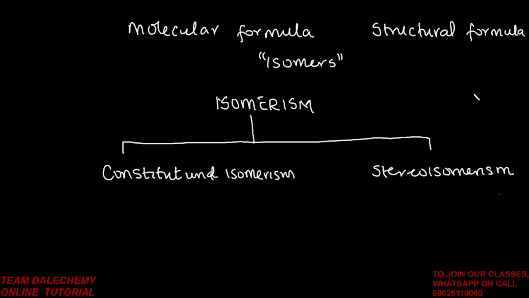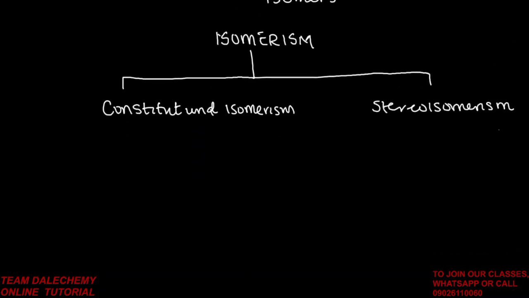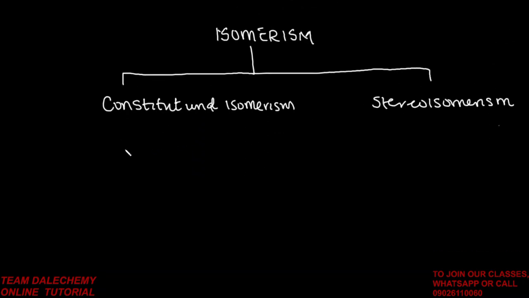Now, the only difference between constitutional isomerism and stereoisomerism is that for constitutional isomerism, the bonding sequence of the atoms will be completely different, while in stereoisomerism, they will have the same bonding sequence but different orientation.